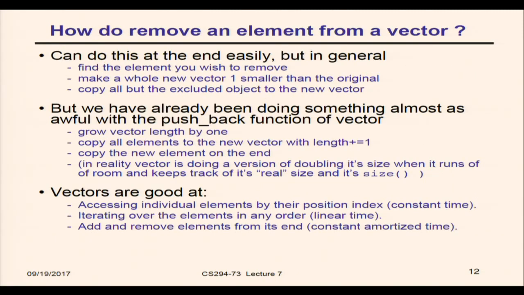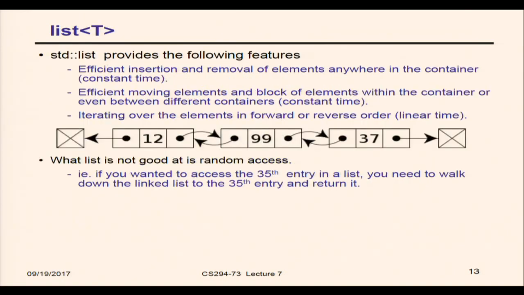So that's vectors. But remember, there are things that vector is not good at. We still don't have a good way of inserting and deleting at arbitrary locations in a vector. So to fix that, we go to another container, list. List provides the following features. It's efficient insertion and removal of elements anywhere in the container, and that's a constant time cost. Efficient moving of elements and blocks of elements within a container or even between different containers. Iterating over the elements in forward and reversed orders. Lists are ordered in much the same way as the common usage of the term is. There's an order to a list.